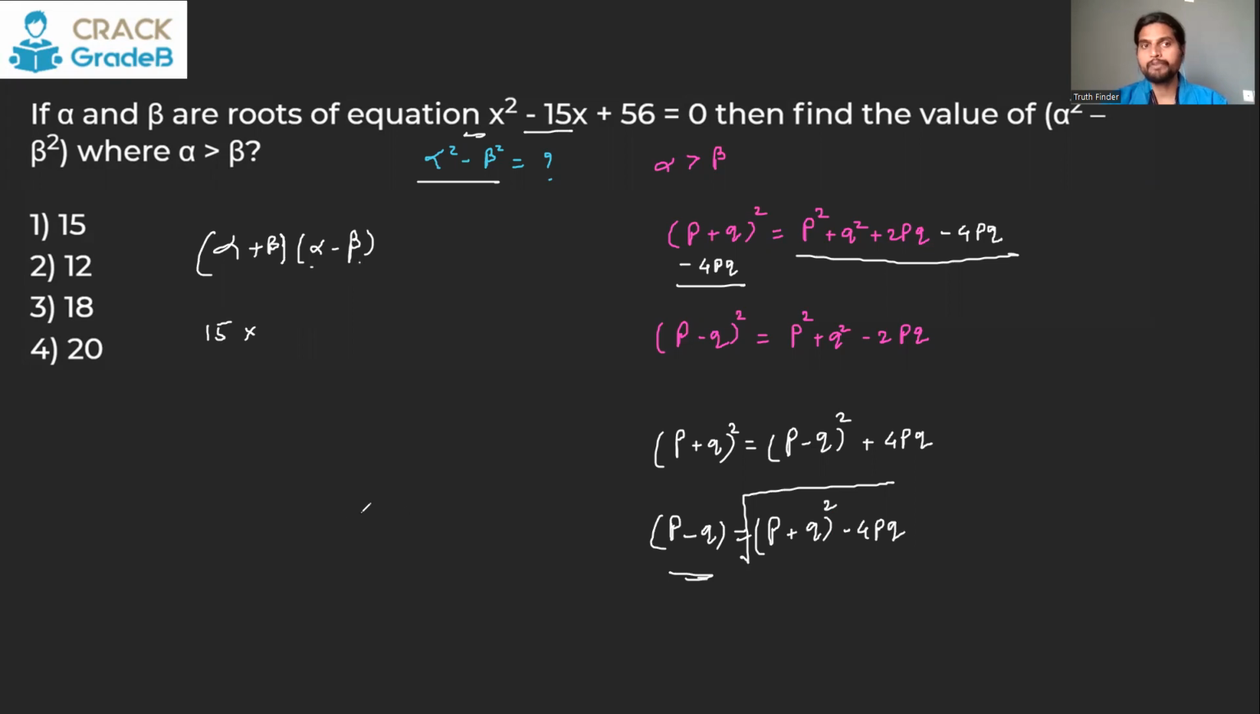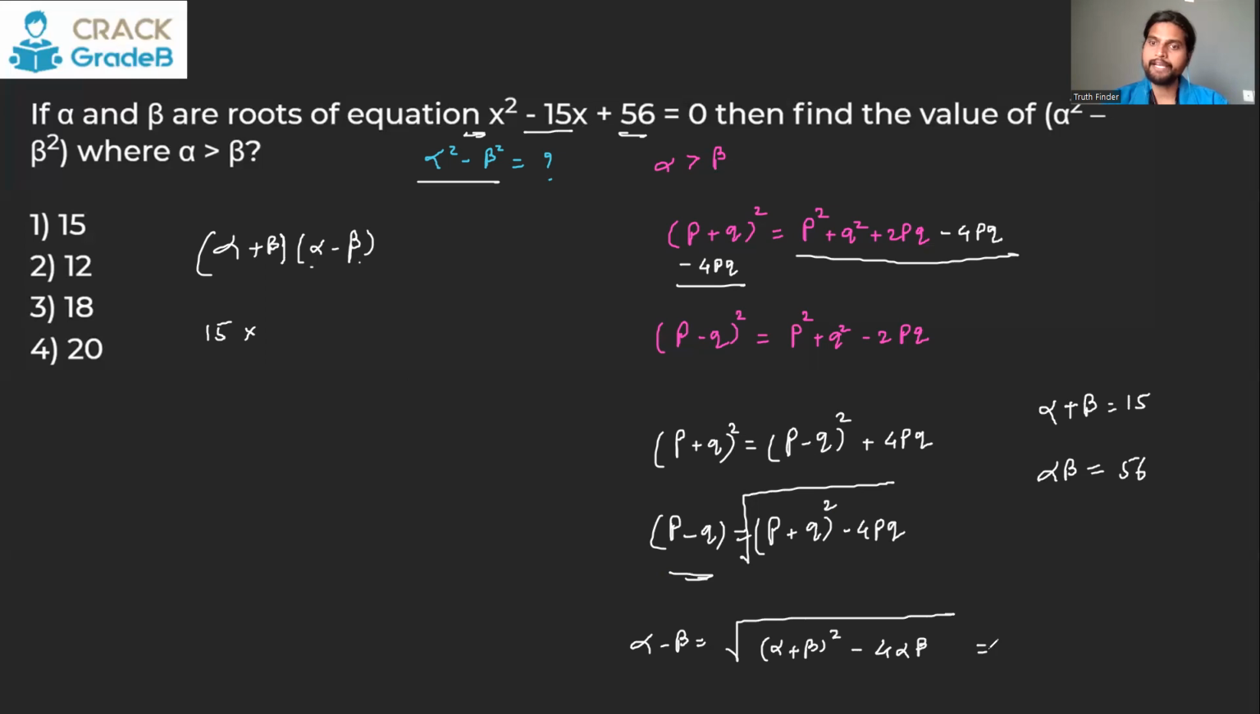Alpha minus beta will be equal to the under root of alpha plus beta whole square minus 4 times alpha beta. What is alpha plus beta? Alpha plus beta, the sum of roots, as we already saw, is 15. And what is alpha beta? The product of roots. Product of roots is c upon a, that is 56.